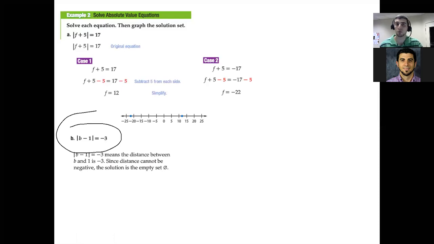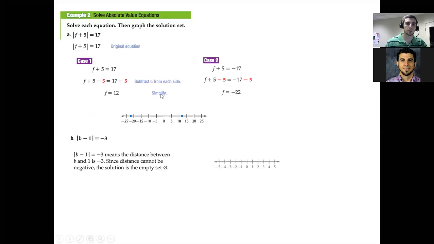You can't take the absolute value of a number and get a negative answer, okay? You might get 0. Like if I put 1 in for B, 1 minus 1 is 0, absolute value of 0 is 0. But you'd never get a negative number as the answer to an absolute value equation. Alrighty? Okay, so there's no solution for that one.